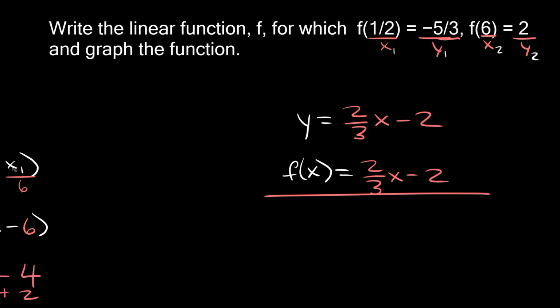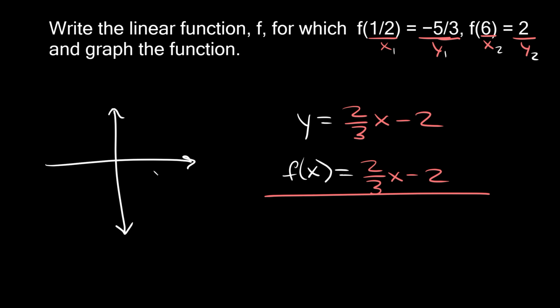Now again, the last thing we want to do is simply graph this linear function. So let's draw our axes right here. And our first point is at 1/2, -5/3. So 1/2, -5/3, which is the same thing as -1.66666. So it's kind of between -1 and -2. So we'll just say something around here. We can label some points. We'll say that's -1, and that's -2, and we'll say this is 1 right there, okay?